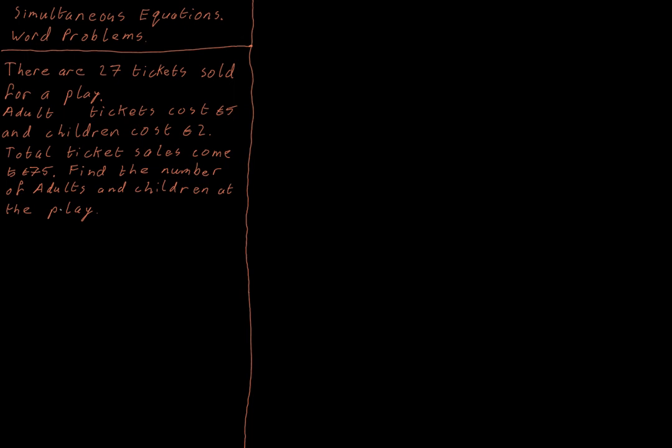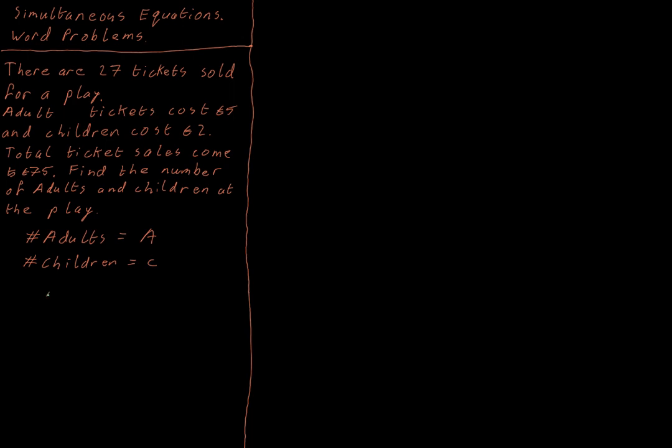So let's call adults capital A and children little c. So the number of adults is going to be capital A, and the number of children is going to be c. So that's what my two letters mean. It's very important that we try and keep track of this, because we're going to have to be storytellers ourselves to keep track of the information that we've got. That's the challenge in these questions.